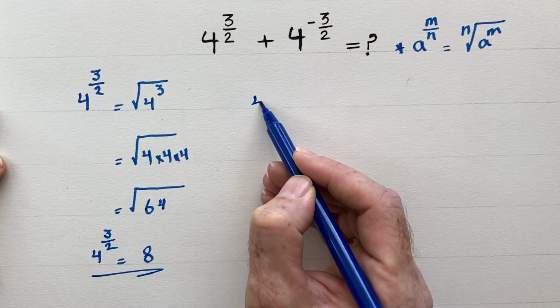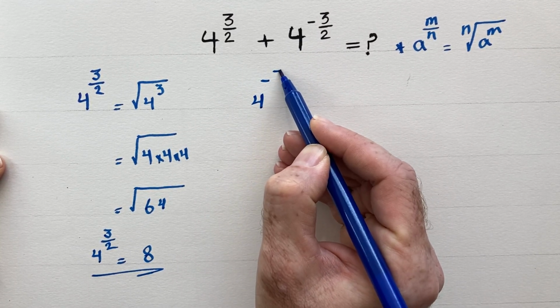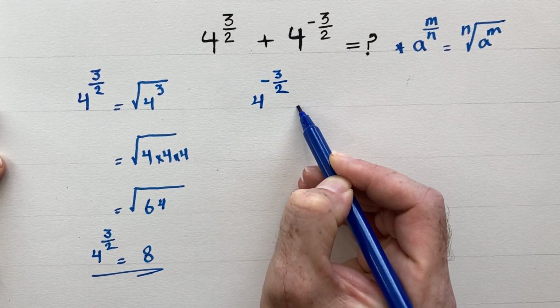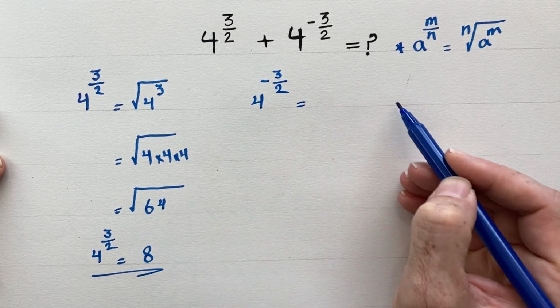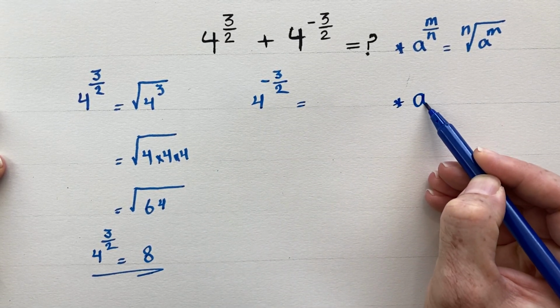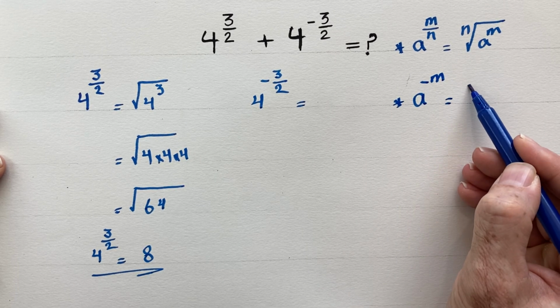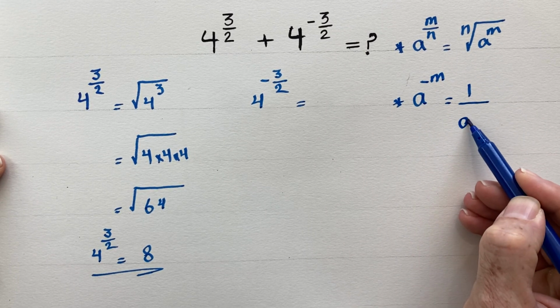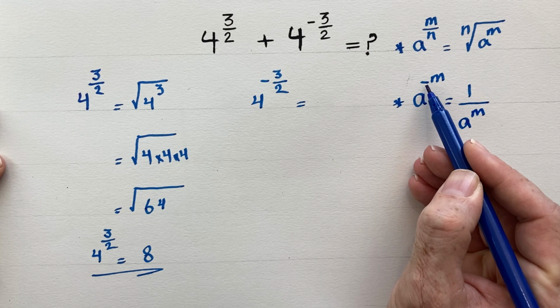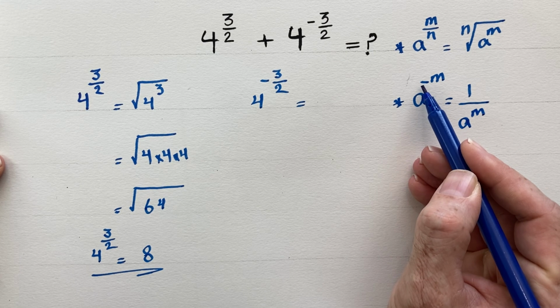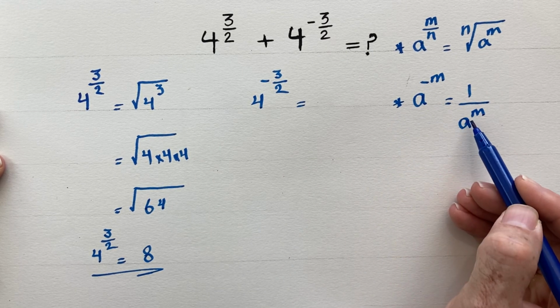Next term, 4 raised to the power of negative 3 over 2. To solve this, we need to follow this rule that says a raised to the power of negative m can be rewritten in the form of 1 over a to the power of m. Actually, this negative flips the number into a fraction.